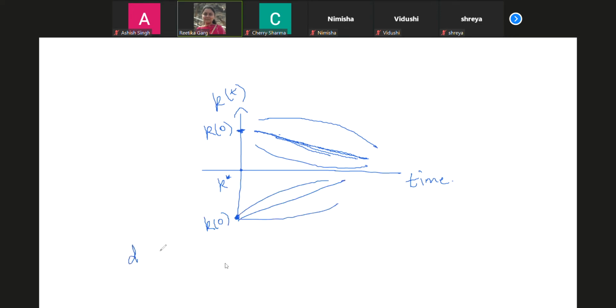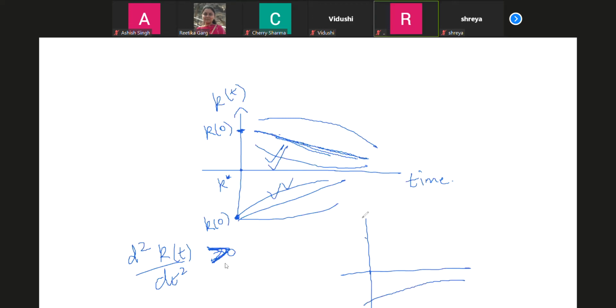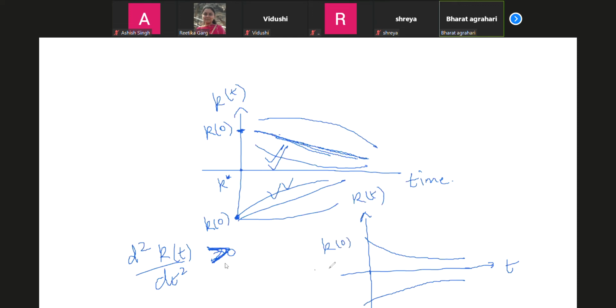If you just take the second derivative, you will just see that this turns out to be positive. Let me just check. Yeah, so you can do the second derivative and it will turn out to be positive. So which means that this is the curvature and this is the curvature. So you'll have this sort of a movement. And the value of the second derivative will be positive and negative. So in the above one, it's positive, and in the below one, it's negative.